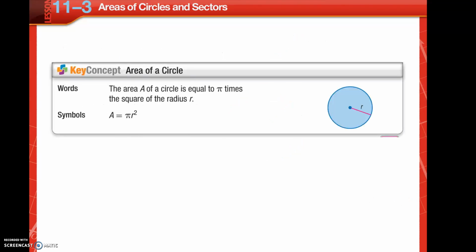So the area of a circle is equal to pi times the square of the radius. And notice we have to use radius here. So you can't use diameter in this. We need to know that radius.